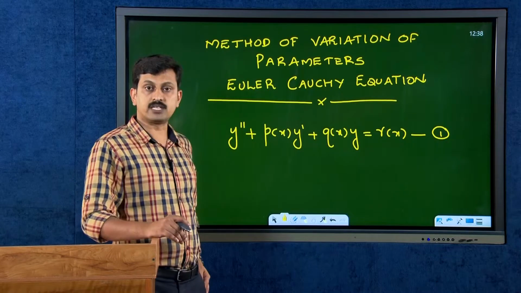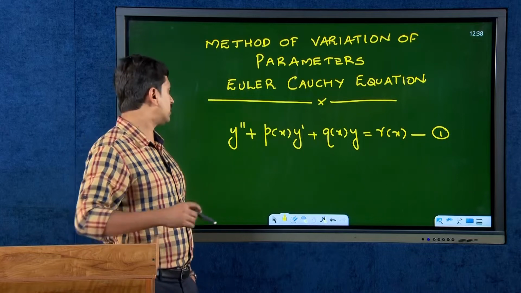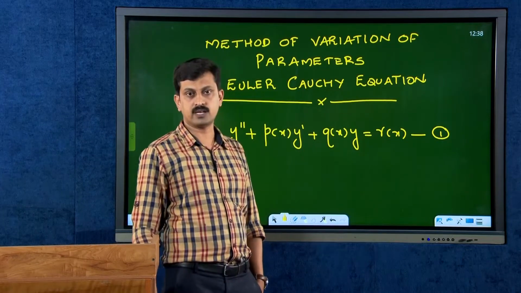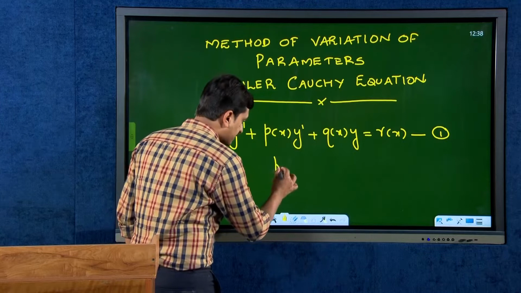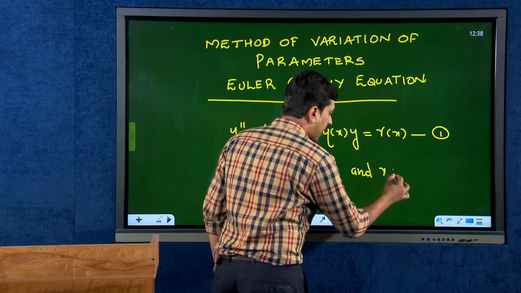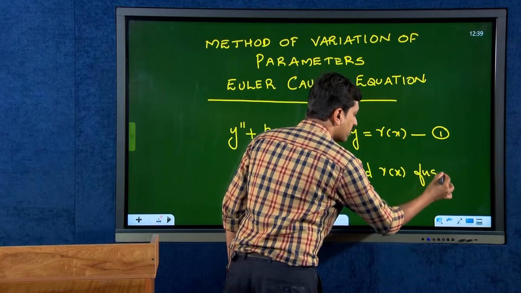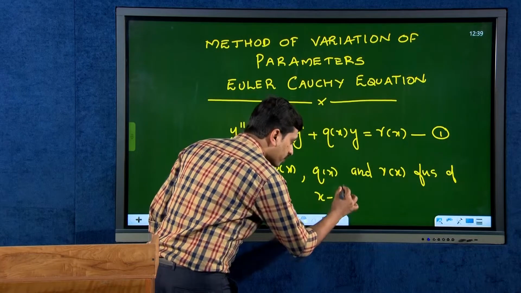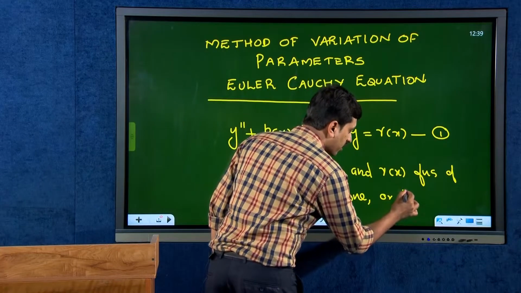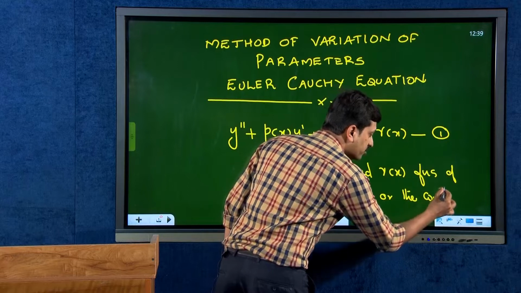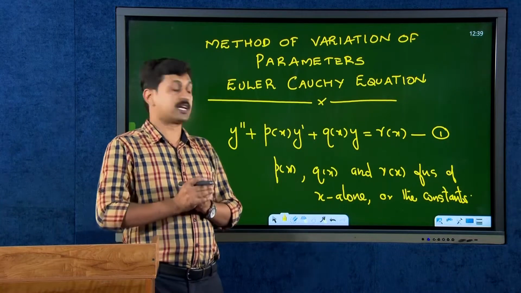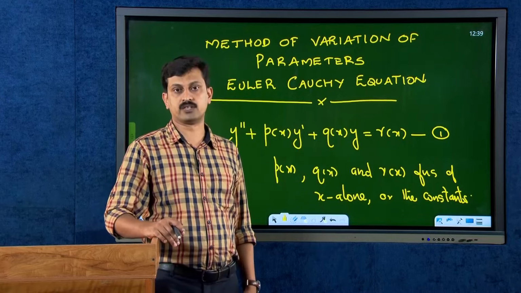Here we have a second order linear non-homogeneous differential equation, y double dash plus p of x y dash plus q of x y is equal to r of x. Here p of x, q of x and r of x are functions of x alone, or they may be constants. This is the standard form of the second order linear non-homogeneous differential equation.